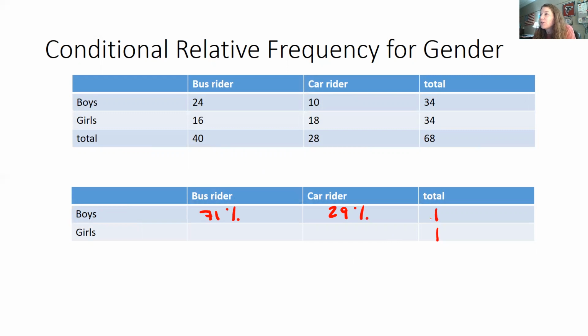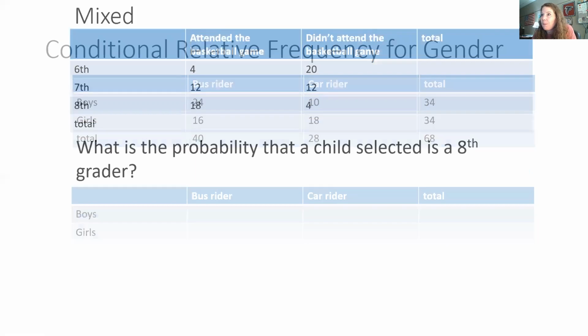Okay, so then the girls make up their own column. So 34 is 100%. This is our grand total of girls also, right? So for the car riders, 18 out of 34. So 53% of the girls are car riders, which means 47% of the girls have to be bus riders. So that's the difference between marginal relative frequency and conditional relative frequency.